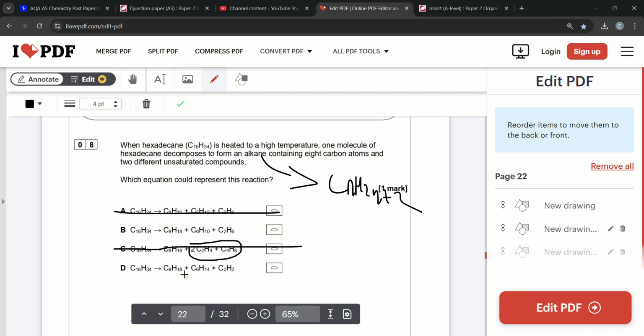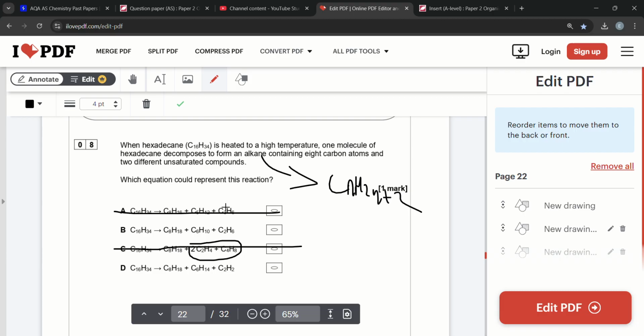Unsaturated compounds. Let's see if the hydrogens are balanced. 18 plus 10, 28 plus 6, 34. 18 plus 14 plus 2 is 34. But it says 2 different unsaturated compounds.